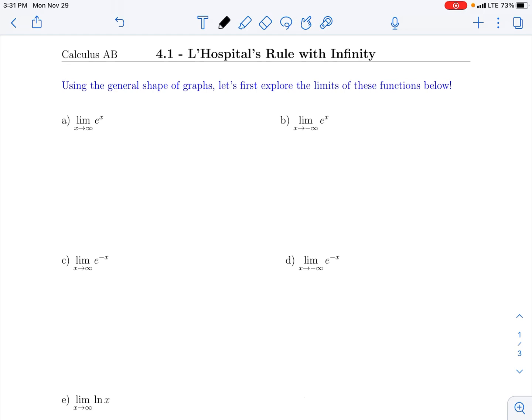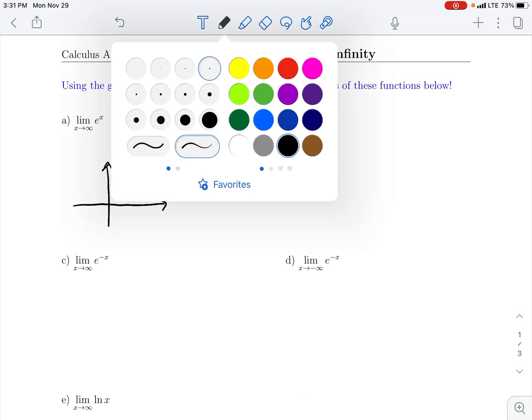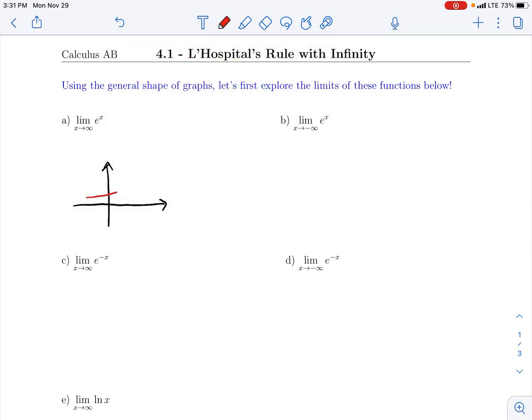So let's look at the graph of e to the x. Well, I'm just going to draw a general shape of this graph. Okay, so the general shape of this graph looks something like this.